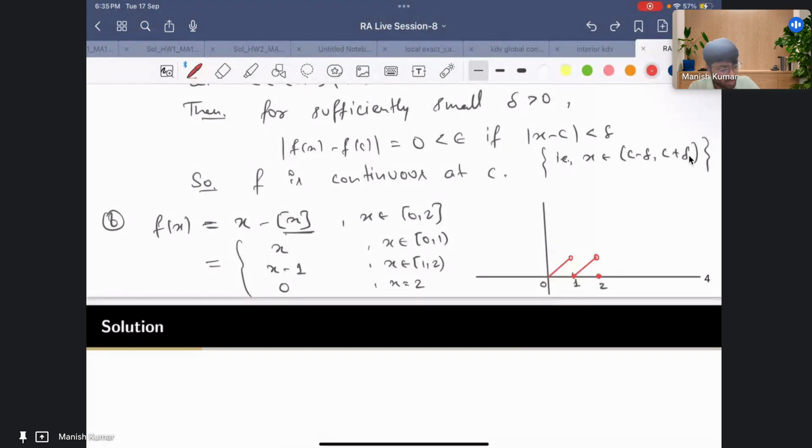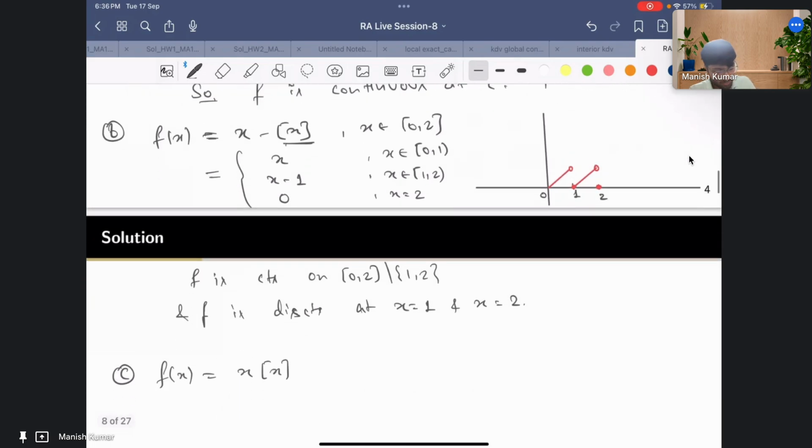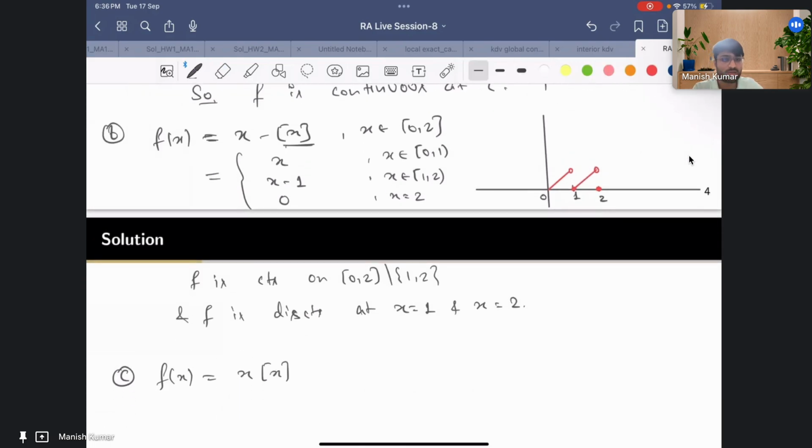So now I will not do it, maybe you can check. So f is continuous on (0, 2) minus {1, 2}, and f is discontinuous at x equal to 1 and x equal to 2. Okay, you can also write it in terms of left hand limit, right hand limit, right?